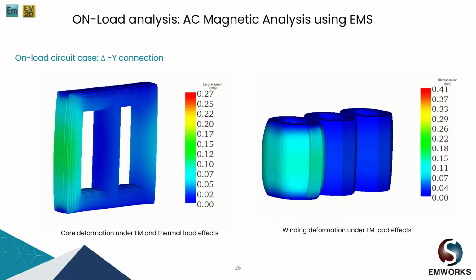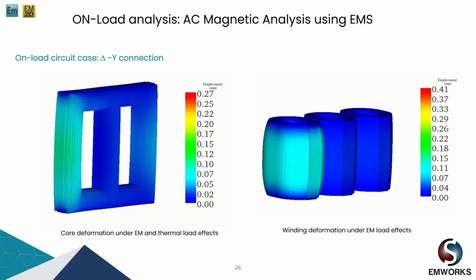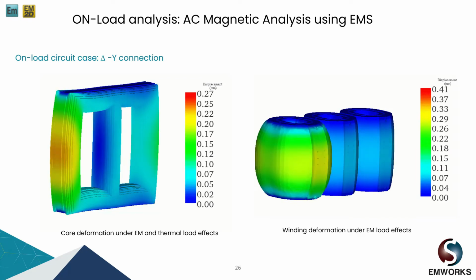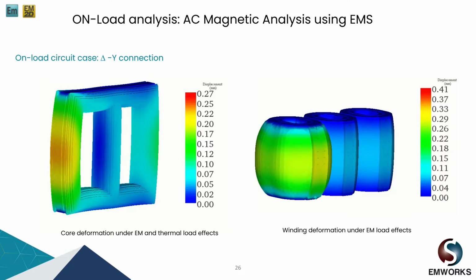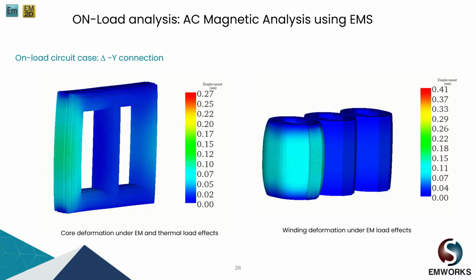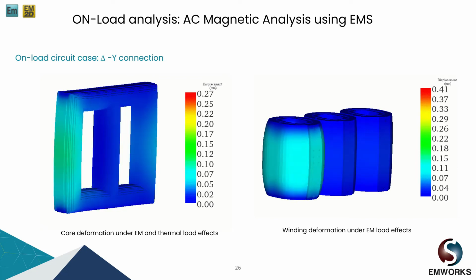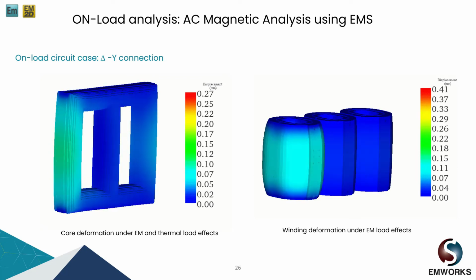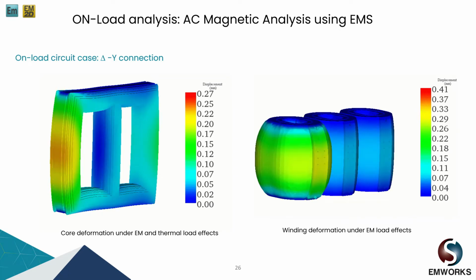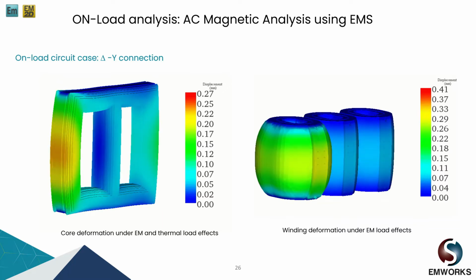But you can also still do structural standalone. So you can do magnetic analysis coupled to structural alone, if you don't want to include the thermal in your structural analysis. So we get only the structural deformation caused by the magnetic forces, whether in ferromagnetic parts or conductive parts.